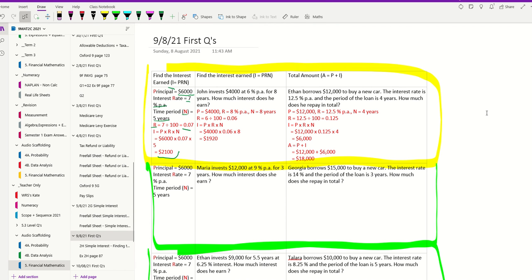Our next part of the question is find the interest earned. It's just a worded one, same thing. John invests $4,000 at 6% interest for 8 years. How much interest does he earn? So our P is this 4,000. Our R is 6% per annum. And our N is 8 years.